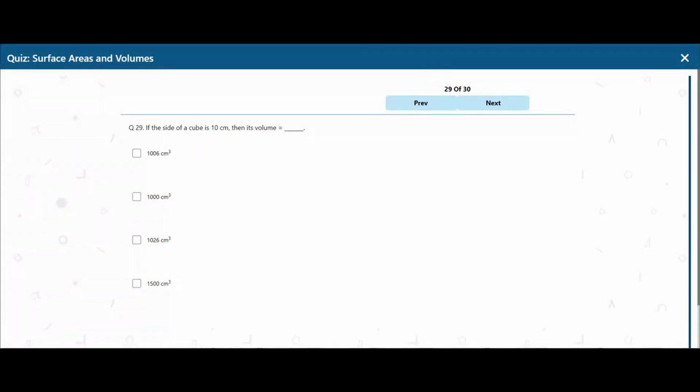Pradeep. Madhumita has answered. Pradeep. Option B, ma'am. Option B, ma'am. Sahana. 16 centimeter square, ma'am.